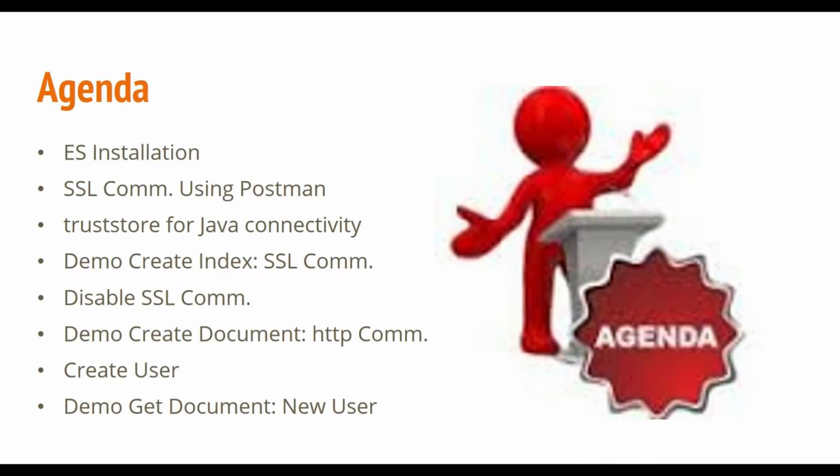The agenda of this session is to show you how to install Elasticsearch on a Windows machine. Then we will see whether the installation is successful using Postman. As Elasticsearch by default comes up with SSL enabled, to make the Java connectivity we need to have a trust store. So we'll show you how to create the trust store for the Java connectivity. After that we will see a demo to create an index using the SSL communication.